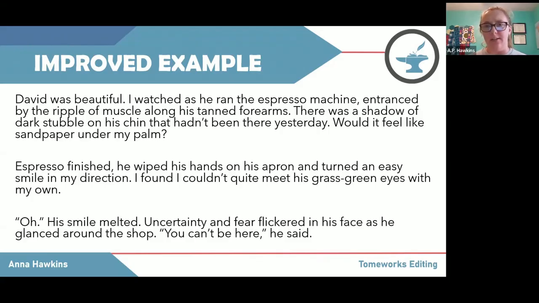And as you can see again in this example, the plot is still moving. You get the espresso machine right at the beginning, and then you take a little bit of time to look at him, and then he has finished the espresso and he's looking at the character, and we're moving forward in this plot very quickly while we're still getting enough description to get a good visual, a good image of this character in our minds. We can get a decent picture of him, but we're just not getting quite every single detail that we did in the first one.